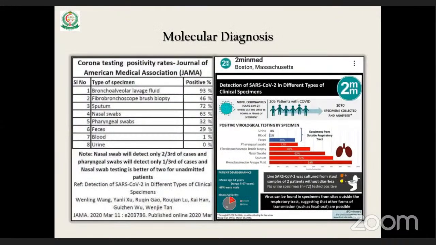The molecular diagnosis, or the gold standard of diagnosing SARS-CoV, is the RT-PCR. Here in this slide, to the left side, you can see a study which was published in March 2020, and it showed us the different sensitivity of different specimens. So when we suspect COVID, we have to send a nasopharyngeal swab in a stable patient. In an intubated patient, the bronchoalveolar lavage or endotracheal aspirate has higher sensitivity, more than 95%. However, the nasopharyngeal swab still has a high sensitivity, about 90%.